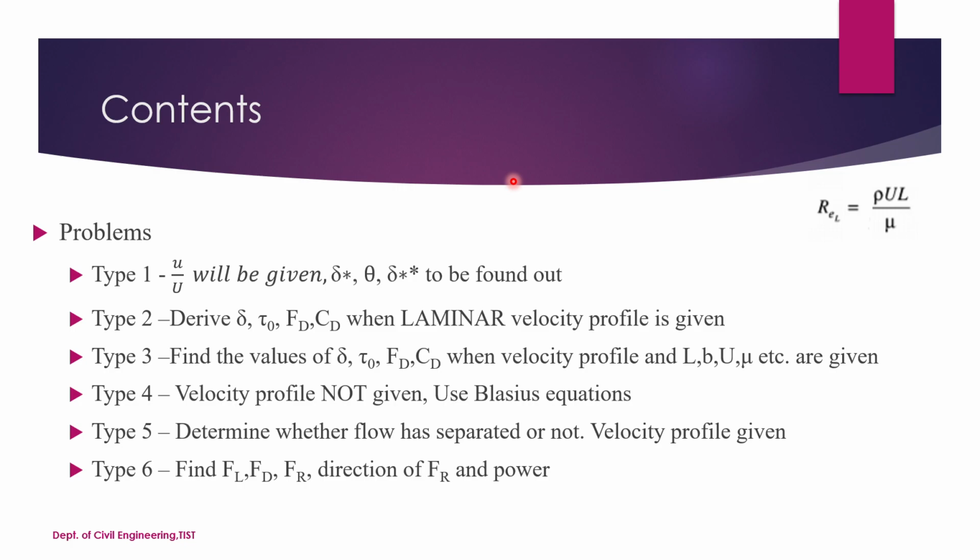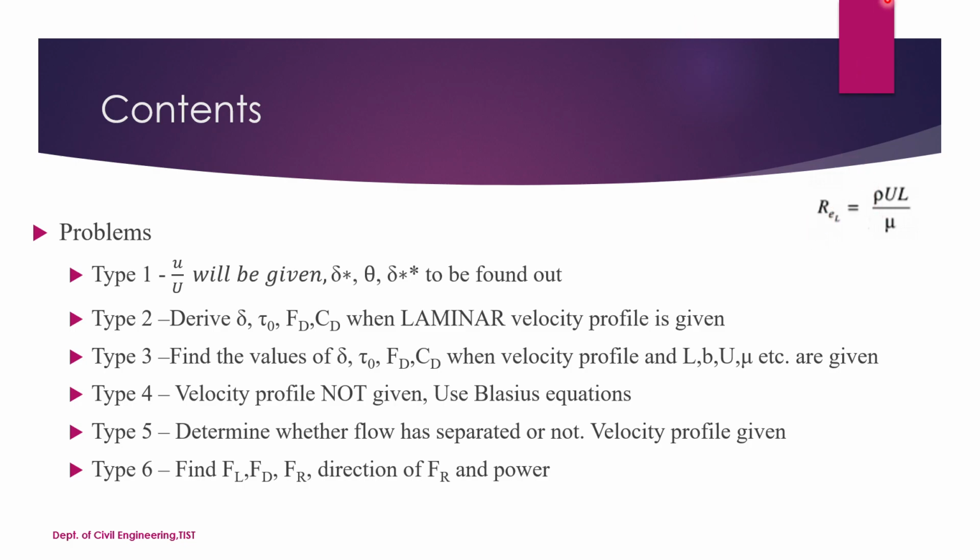Before that, we need to know about Reynolds number. You all know that the Reynolds number for the total length of the plate which is kept in a moving fluid, REL, is equal to rho UL by mu, where rho is the density of the fluid, U is the free stream velocity of the fluid, L is the length of the plate which is introduced in the moving fluid, and mu is the coefficient of viscosity of the fluid. So this is for the entire length, or at the end.